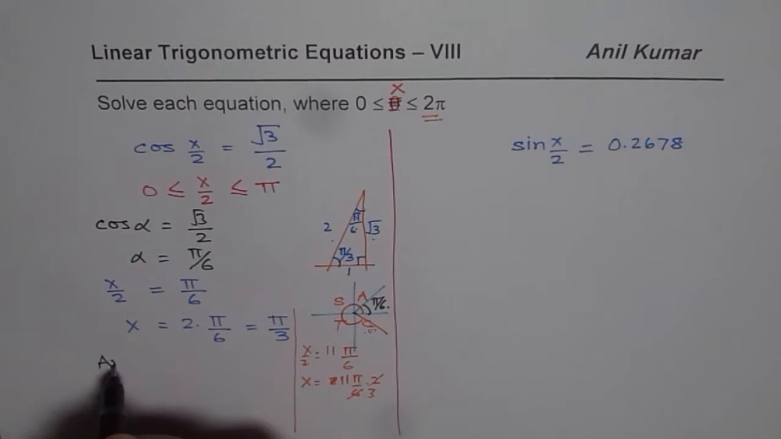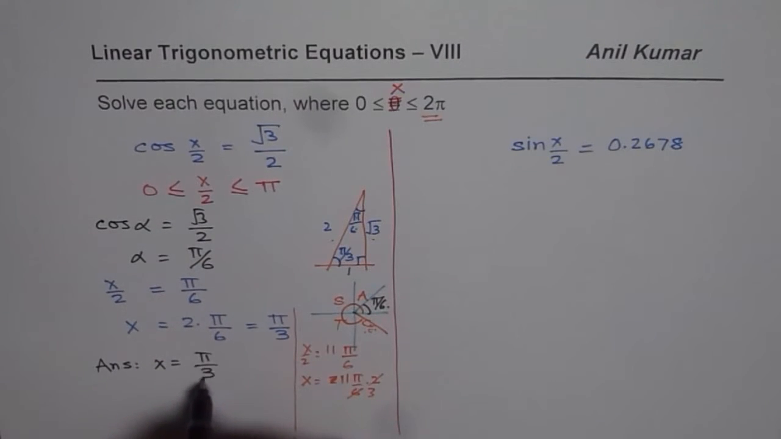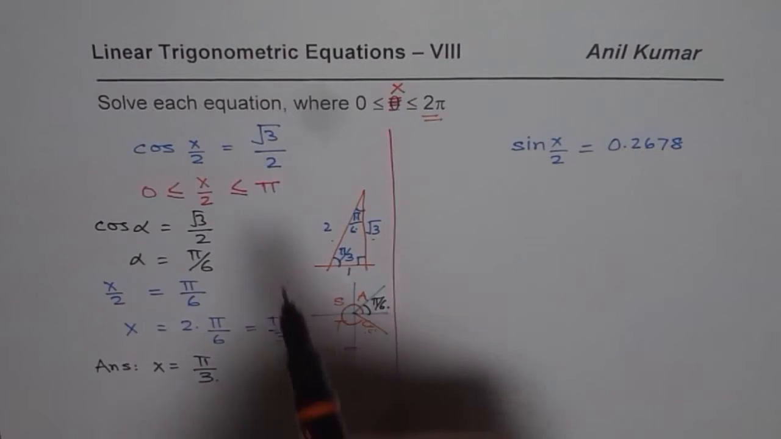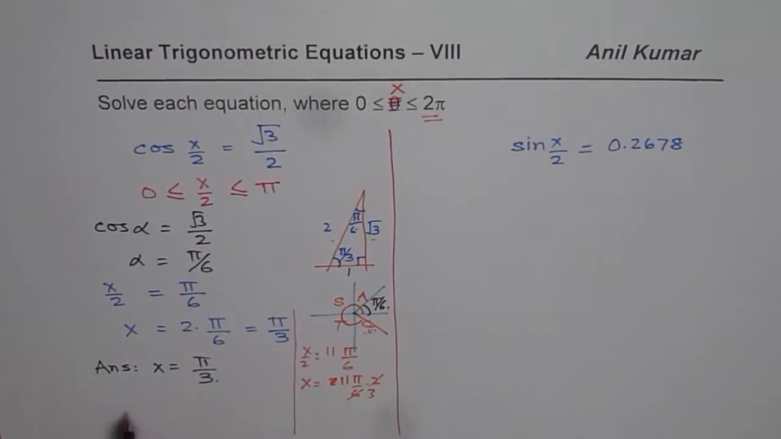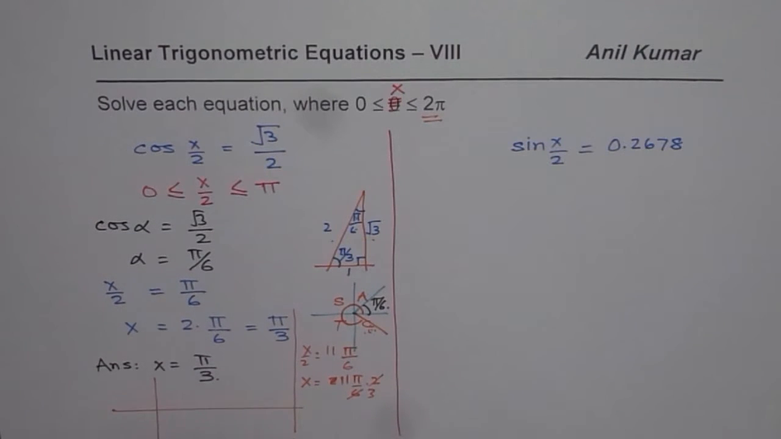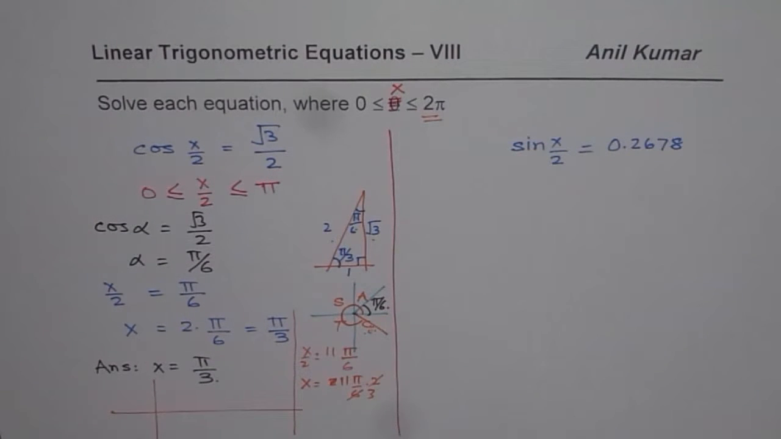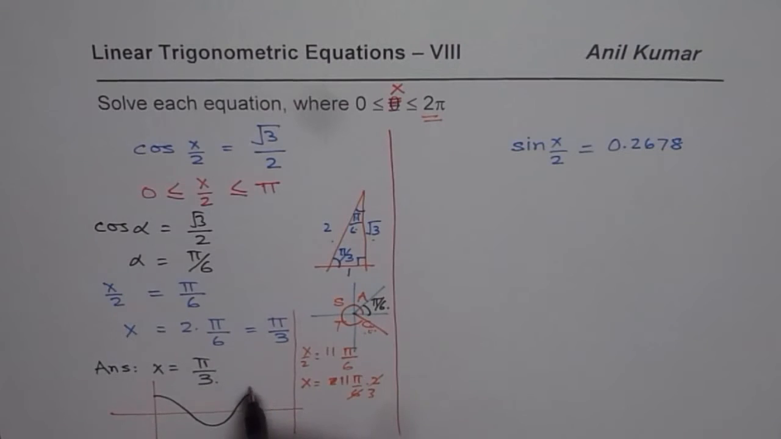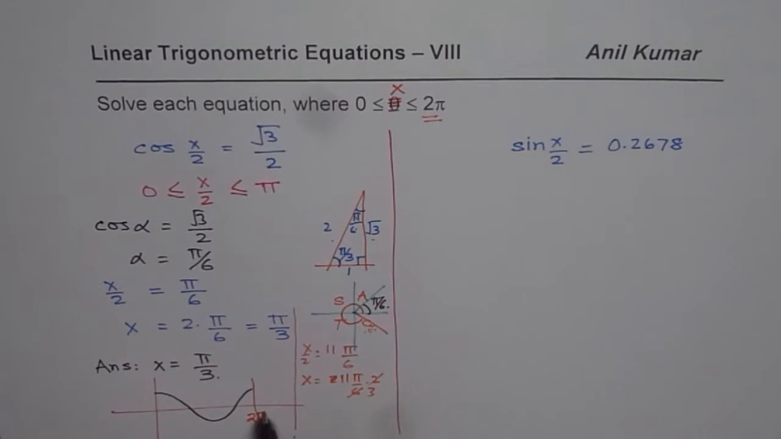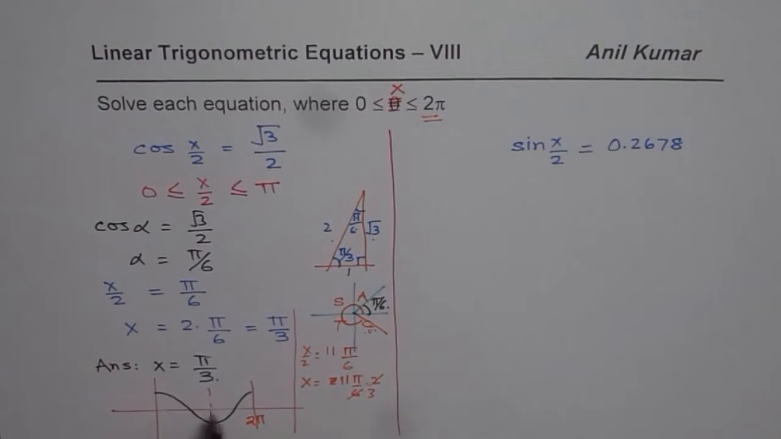So our answer for the given question is x equals pi by 3. Now remember one more thing. If we have x by 2, and I have to sketch this graph, how will my graph look? The graph will indeed be like this, where the time period has been stretched to 4 pi from 2 pi. So the 2 pi value, I wanted to write 4 pi. So it will be 4 pi.